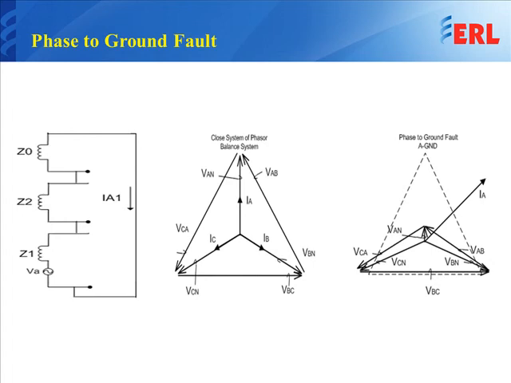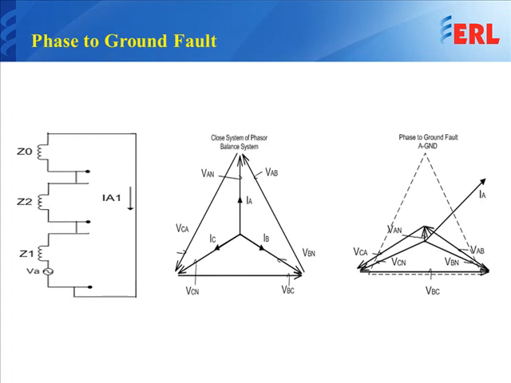Why? Because for an A to ground fault, usually the faulted voltage will collapse, but the current will increase significantly. So voltage A phase here has collapsed, and current A phase has increased significantly. So we could determine that this is an A to ground fault based on the system behavior.